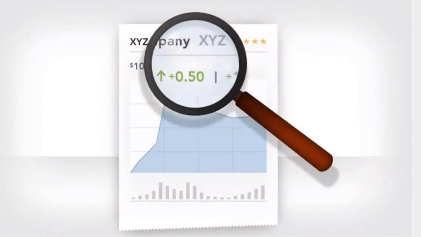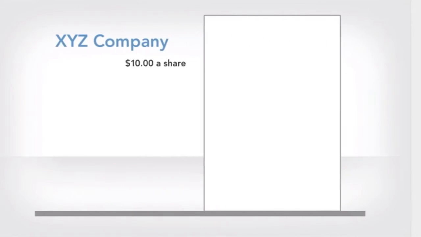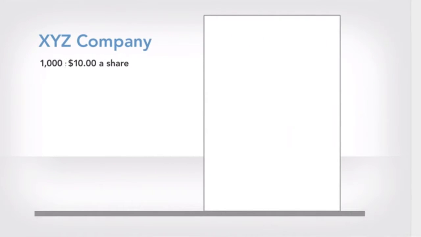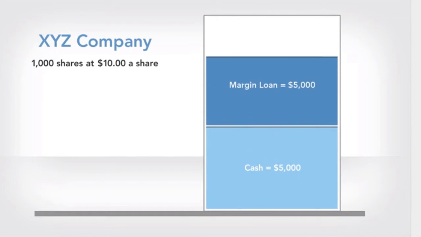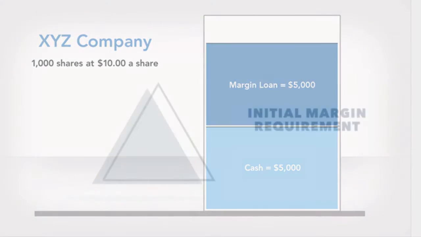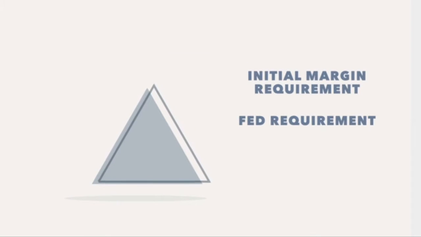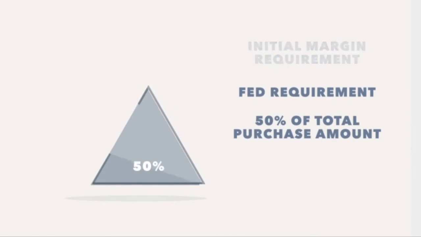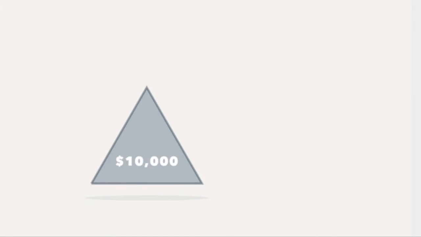But let's say, for example, you are trying to buy a stock for $10 per share and you're wanting to buy $10,000 of shares. In order to buy $10,000 using a margin loan, you would actually need to have $5,000 in the account, $5,000 in cash in the account. And this means you need to have 50% of the total value of whatever you're buying in the account.